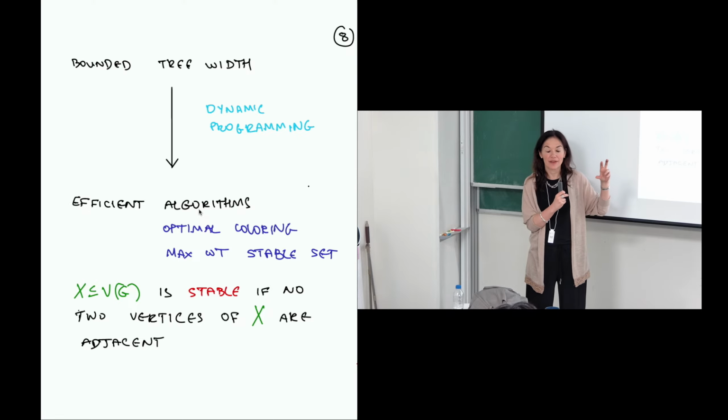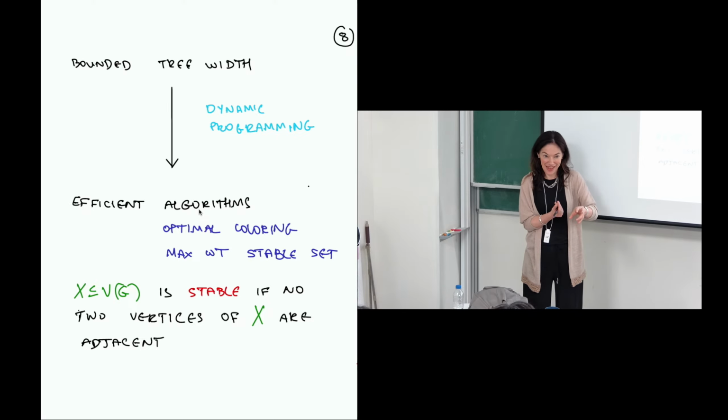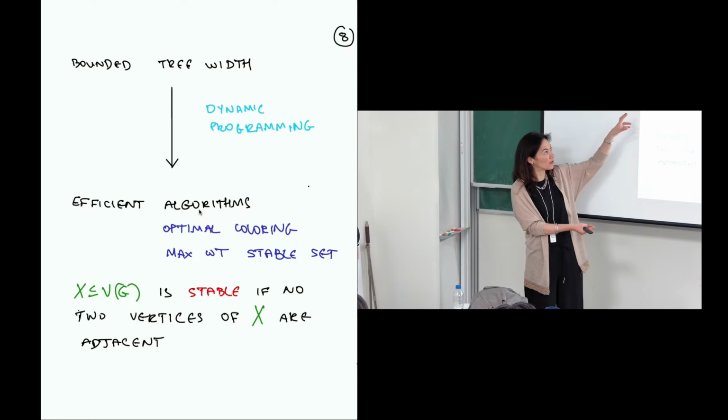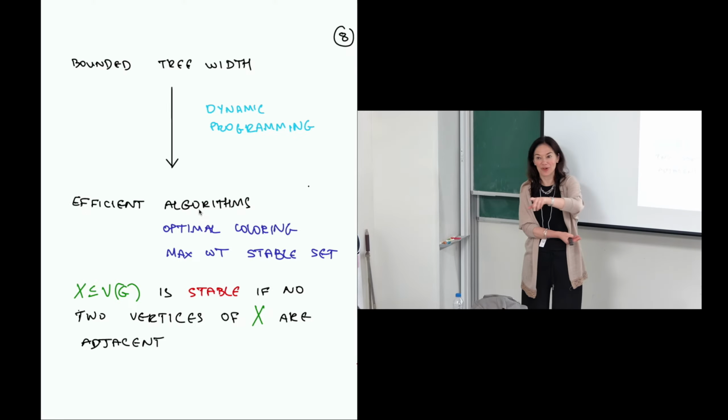I just need to look at all the ways in which an optimal solution can intersect the bag. So for maximum stable set, I just need to look at all maximal stable subsets of the bag. And I don't need to do it in constant time, it's enough to do it in polynomial time. So somehow there's a big gap between what bounded treewidth does and what you actually want.